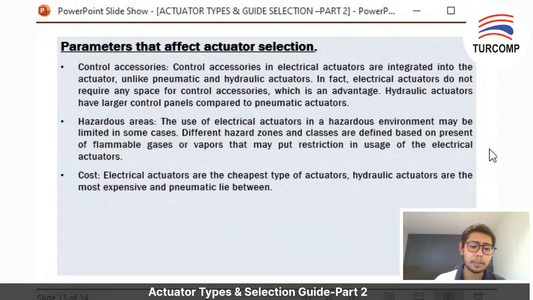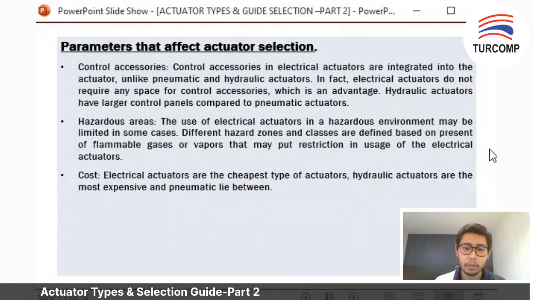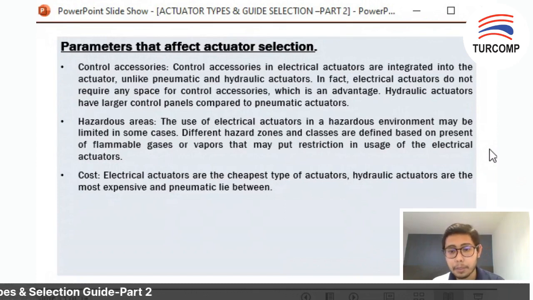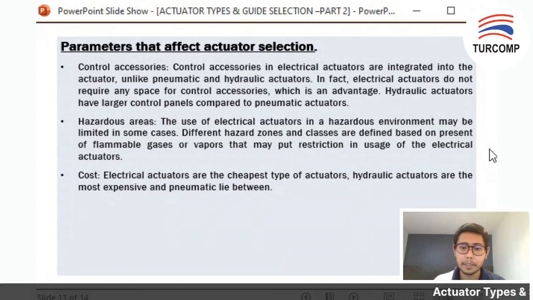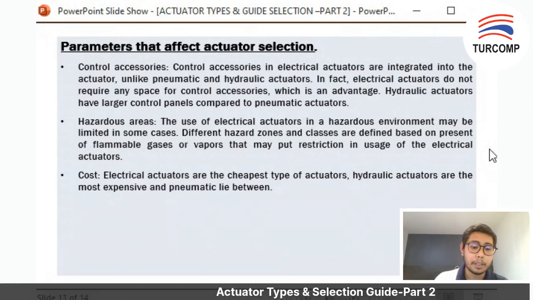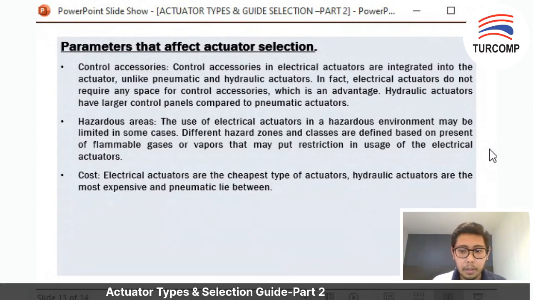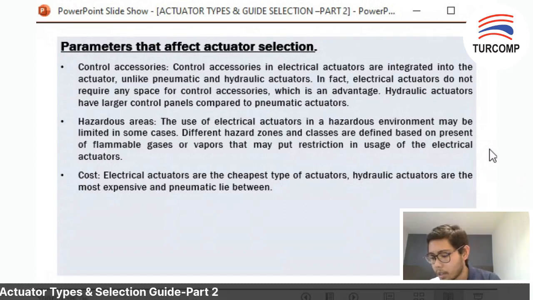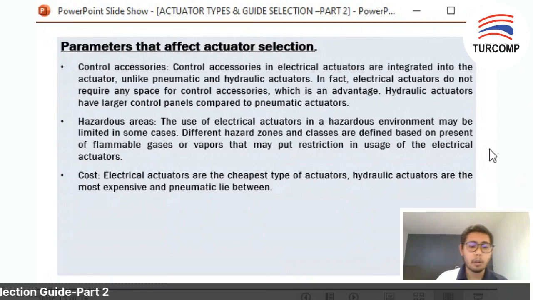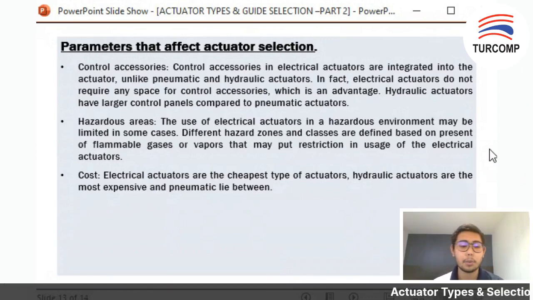And last but not least, we have cost. Electrical actuators are the cheapest type of actuator. Hydraulic actuators are the most expensive, and pneumatic lies in between, in the middle, for the mid range. So that's all 8 points of consideration parameters that affect the actuator selection.